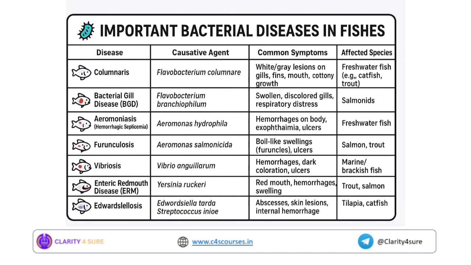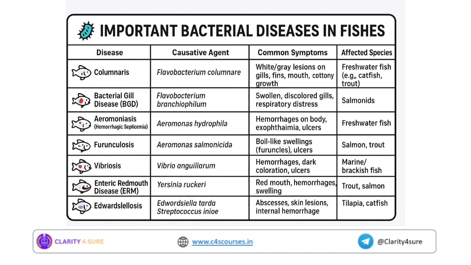So how do you recognize it? Look for white or greyish lesions on the gills, fin and mouth, often resembling cottony growths. You may also see frayed fins, ulcers and even difficulty breathing as the gills become damaged. Now in order to remember this, you could use the mnemonic cotton columns on catfish. See, every letter starts with C. So cottony growth plus columnar equals columnaris disease, mainly in catfish. So cotton columns on catfish. Try to remember this.